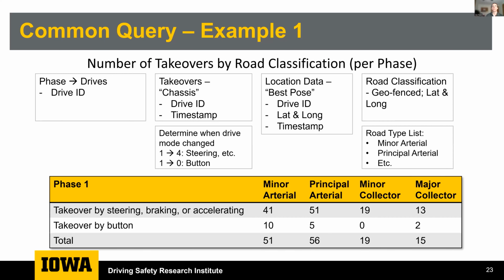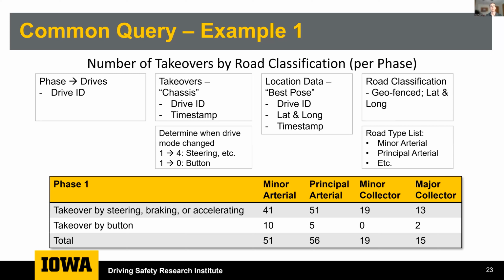So I'm going to talk about a couple of examples that are available in the common queries, and talk about how the data is put together to output the data. So the first example is the number of takeovers by road classification. And the data is collected and organized by drive, which rolls up to phase, and the phases roll up into all drives.